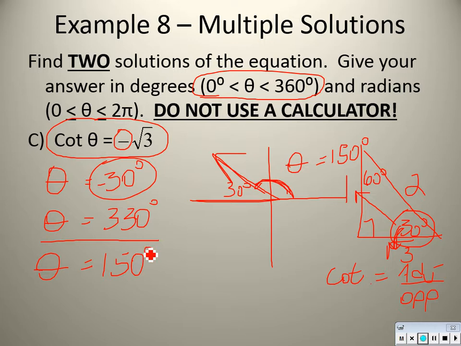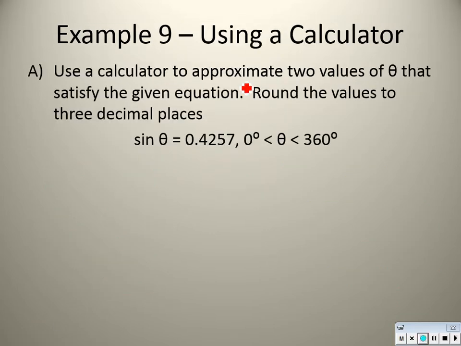So if I did the cotangent of 330 degrees in my calculator, that would equal negative square root of 3. And if I did the cotangent of 150 degrees in my calculator, that would also equal negative square root of 3. So those are some different things with sine, cosine, tangent involving the 30, 60, 90 and the 45, 45, 90 triangle without using a calculator. Here's some different things where we are going to use a calculator.